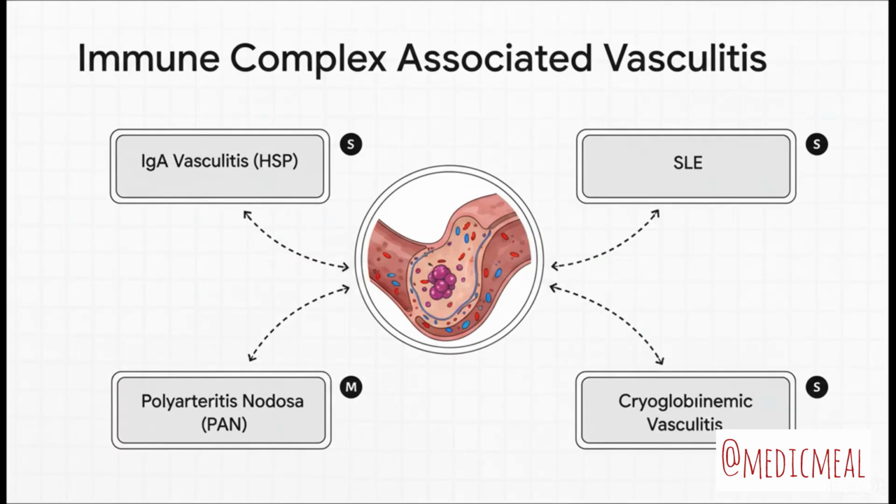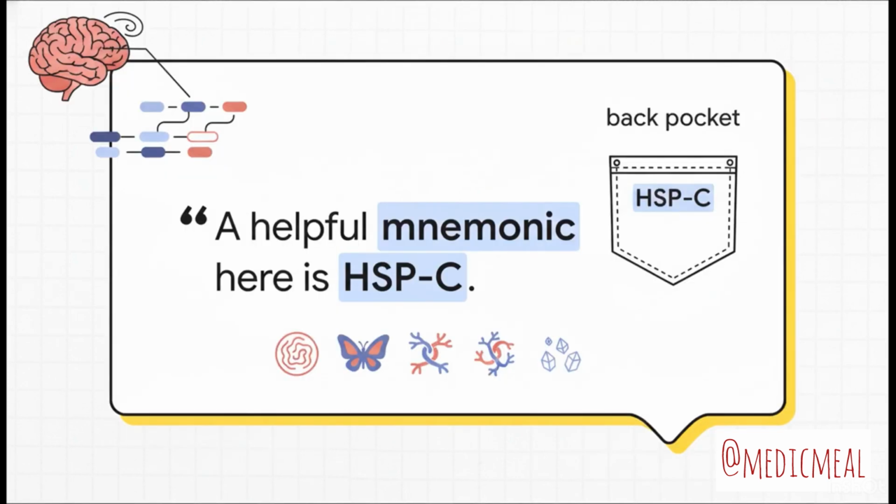Another lens is the underlying mechanism, specifically diseases driven by type 3 hypersensitivity, immune complex deposition. This group pulls in IgA vasculitis, SLE, PAN, and cryoglobulinemic vasculitis. And this is a great example of how things overlap, right? A medium vessel disease like PAN sharing a core mechanism with small vessel diseases. So how do you remember this group? Simple. A really useful mnemonic is HSPC for HSP, SLE, PAN, and cryoglobulinemic vasculitis. Keep that one in your back pocket.